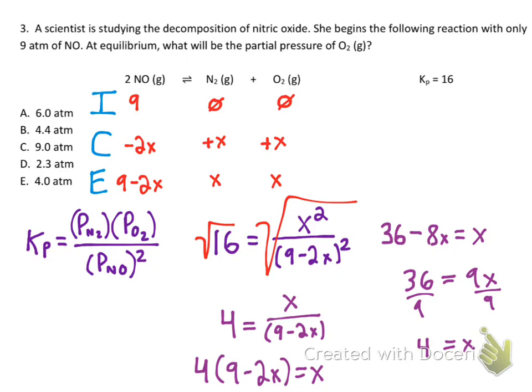Then we just need to make sure that we answer the question that's given. What is the partial pressure of oxygen? So oxygen, if we look at the equilibrium value, is equal to x. And so all we have to do is just say, well, we know that that's 4 atmospheres. And we have our answer.